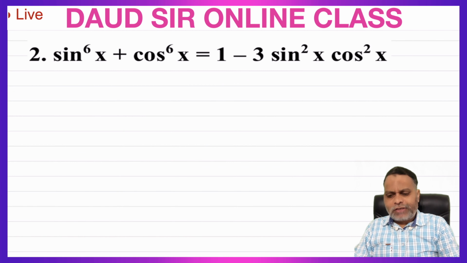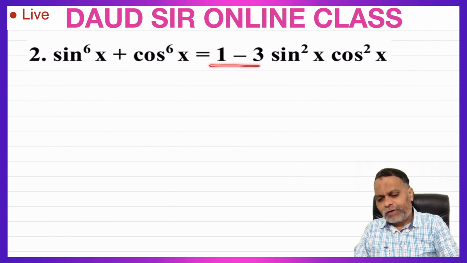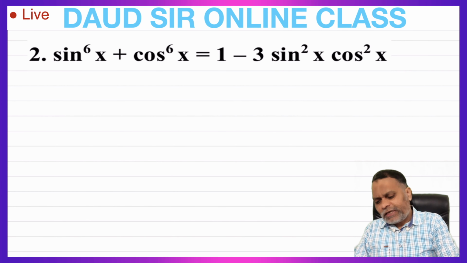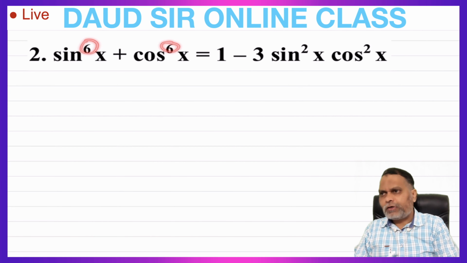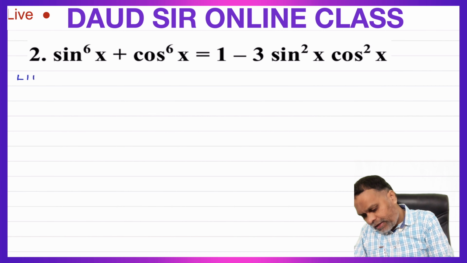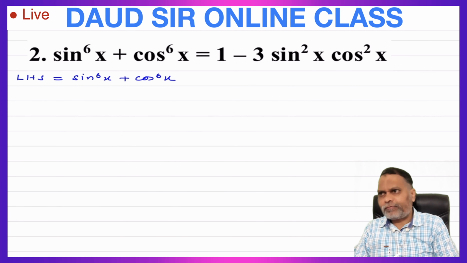Question number second. Prove that sin raised to the power 6x plus cos raised to the power 6x is equal to 1 minus 3 sin square x into cos square x. Here, this left hand side is looking complicated because the power is 6. So, taking the left hand side, LHS is equal to sin raised to the power 6x plus cos raised to the power 6x.